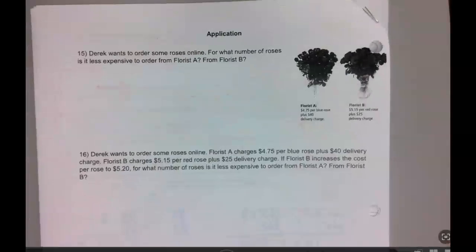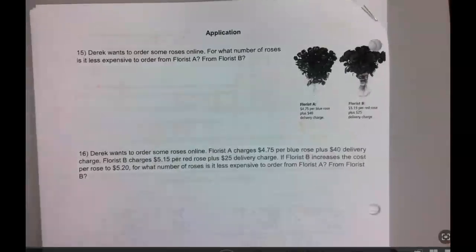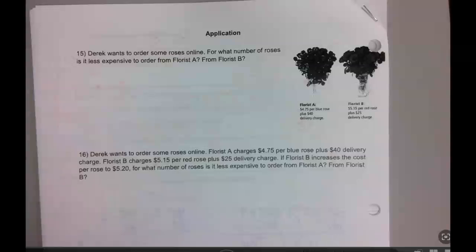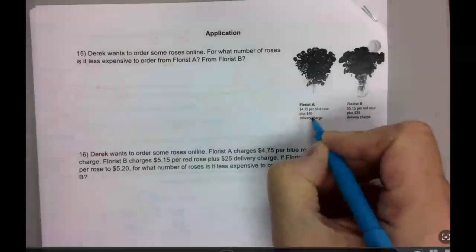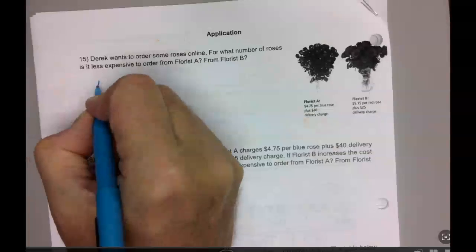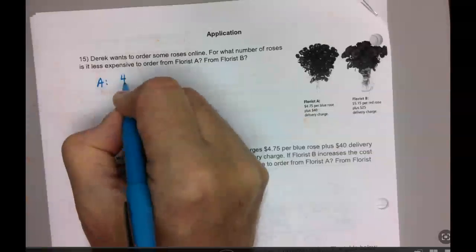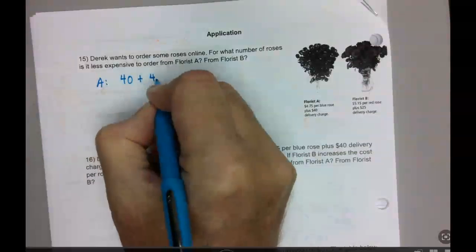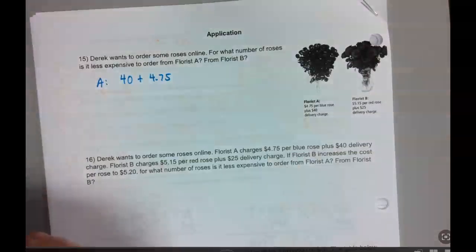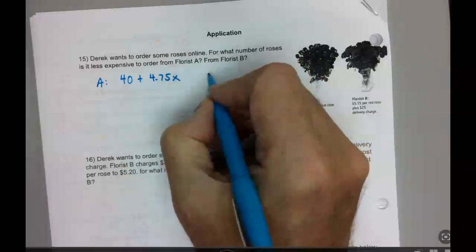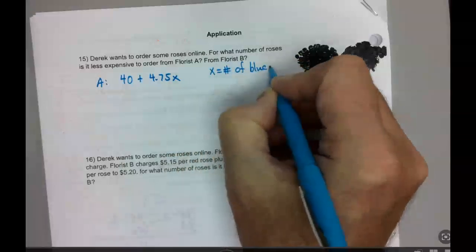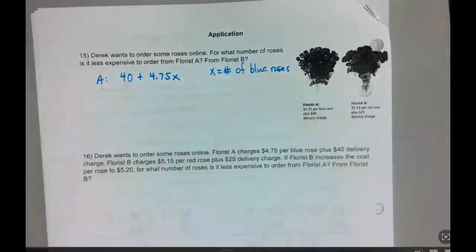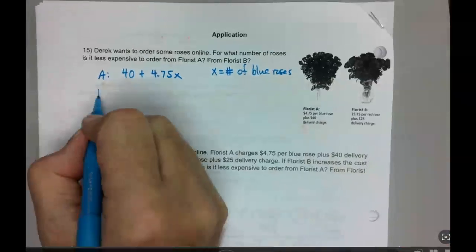Okay, Derek wants to order some roses online. For what number of roses is it less expensive to order from florist A or florist B? Okay, so florist A is $4.75 per rose plus $40 delivery fee. So florist A charges $40 to deliver plus $4.75 per blue rose. So we're going to let x equal the number of roses, number of blue roses. I've never seen a blue rose before, so that's interesting.